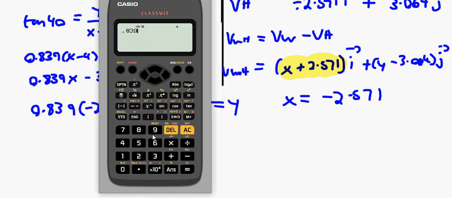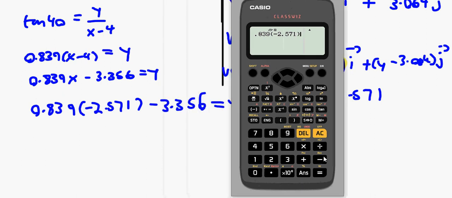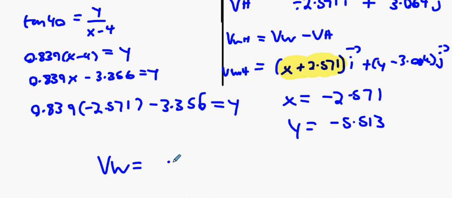So what we should get this time is 0.839 times minus 2.571 minus 3.356, minus 5.513. y is minus 5.513. So the velocity of the wind is minus 2.571i minus 5.513j.